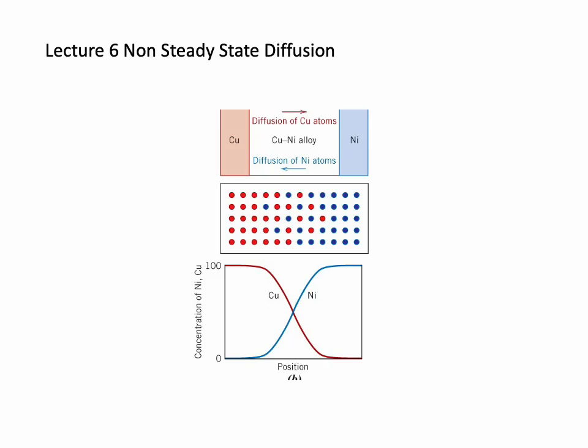Okay, this is the fourth part of lecture 6, where I'm just going to be introducing the topic of non-steady state diffusion, and then we will go into it in detail for lecture 7. You might remember this image from the first part of lecture 6 when we talked about steady state diffusion.